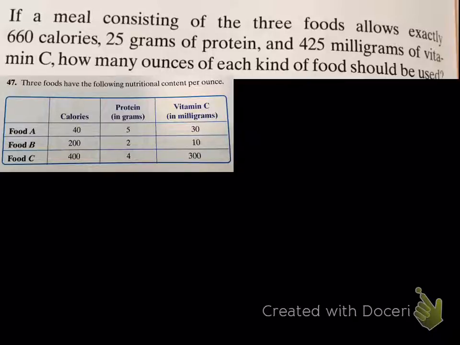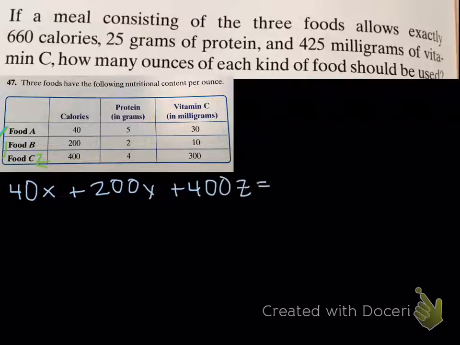So we're going to assume that food A, food B, and food C are X, Y, and Z. Let me change that color so you can see it better. So we're going to go ahead and create our equation. So I have 40X plus 200Y plus 400Z equaling a total of 660 because all 3 of those values represent your calories.